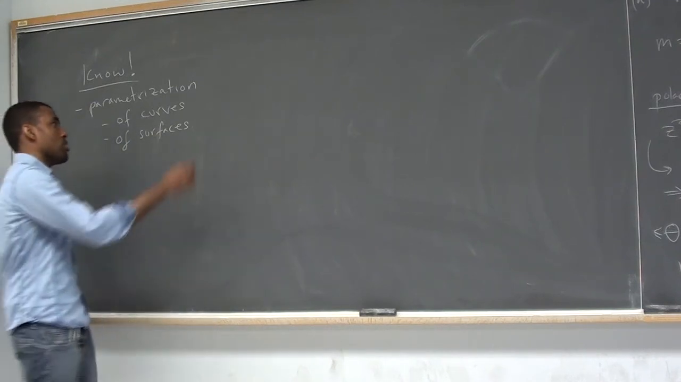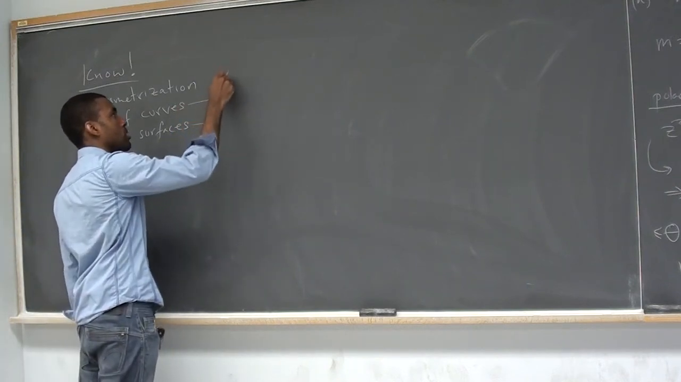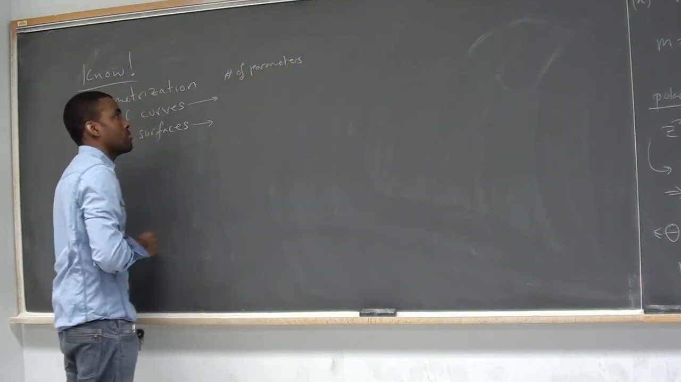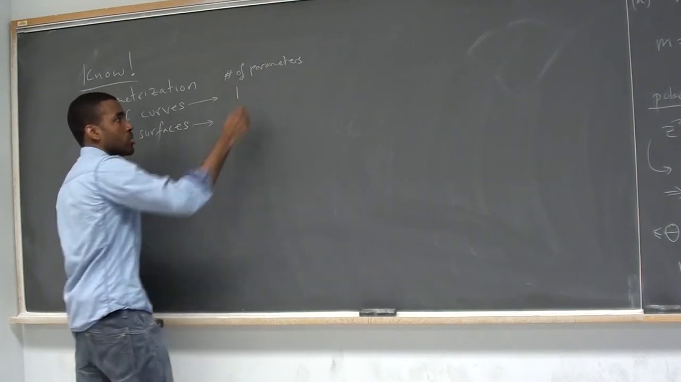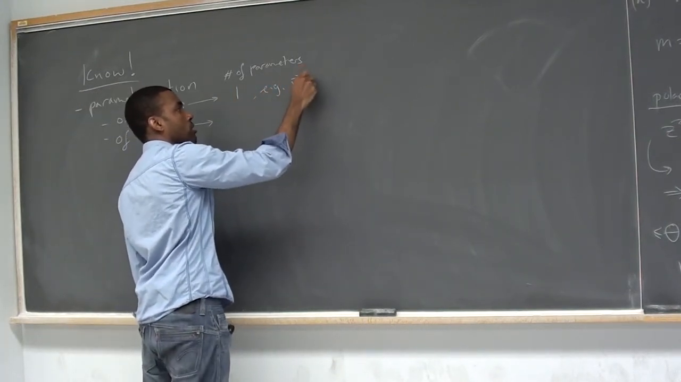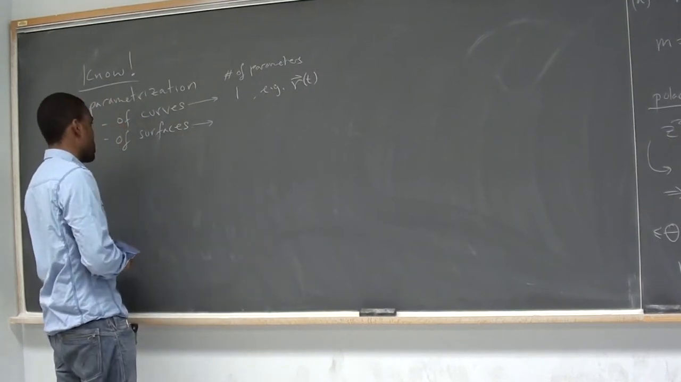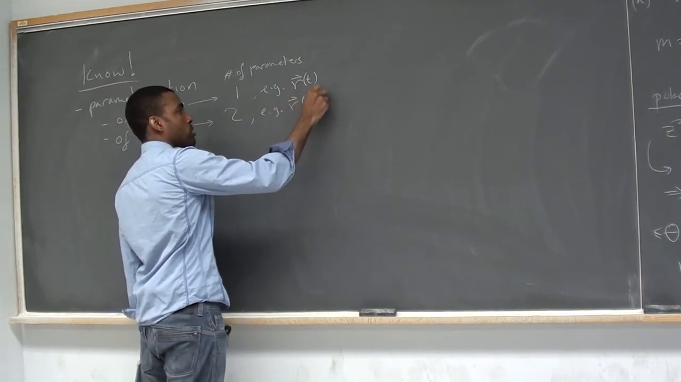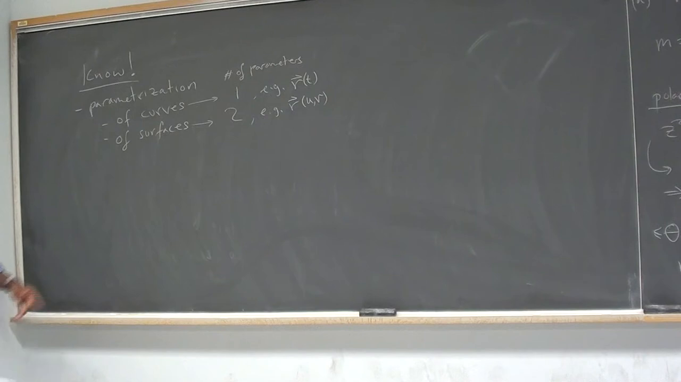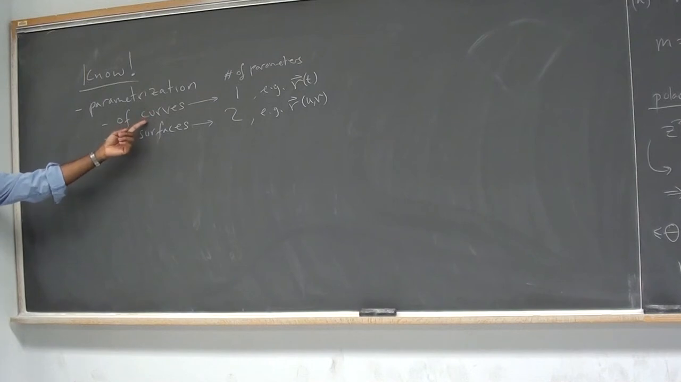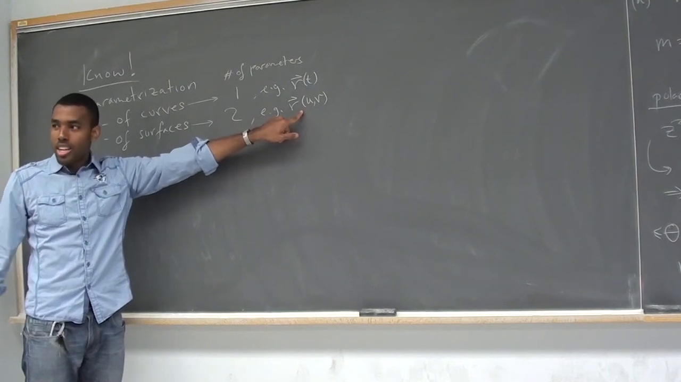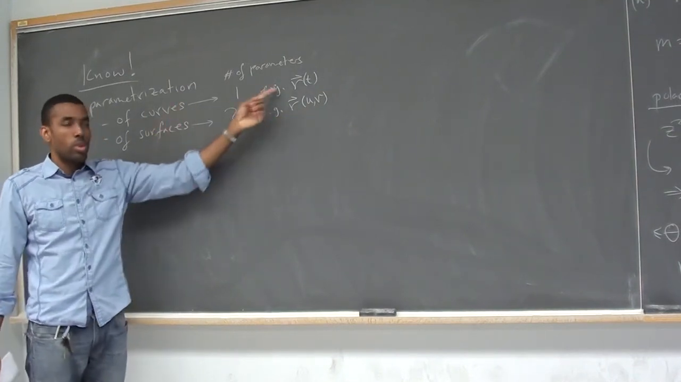If you're parameterizing a curve, how many parameters do you have? Really just 1, t. For example, you can parameterize a curve using r of t, where t is some parameter. How many parameters do you have when parameterizing a surface? Generally 2. The general form is r of u and v. On the third exam, some people were parameterizing curves and had 2 variables in them. It should be obvious it's not a curve if it has 2 variables. When you're parameterizing a curve, there's only 1 variable.